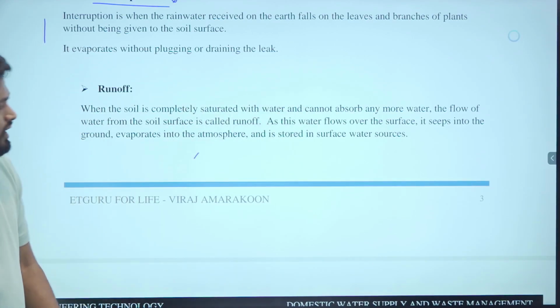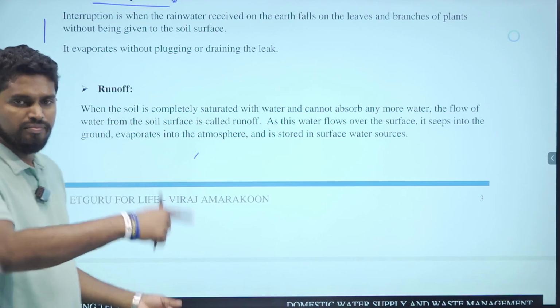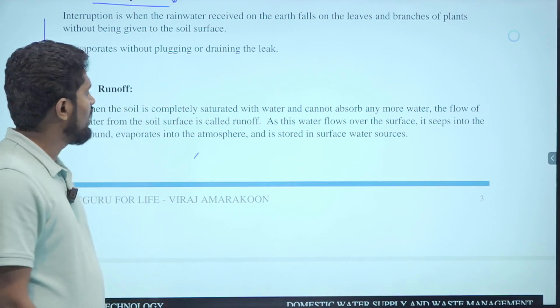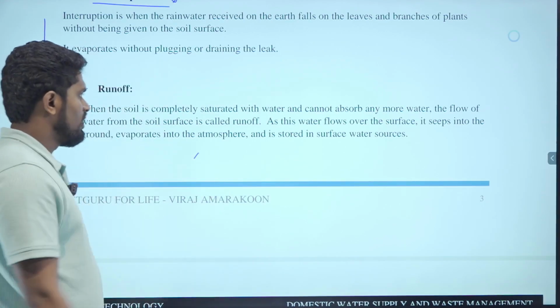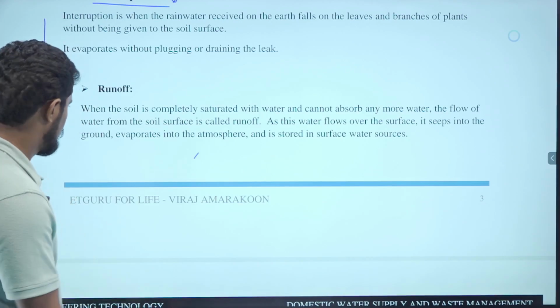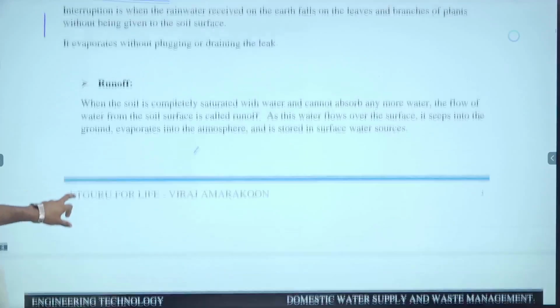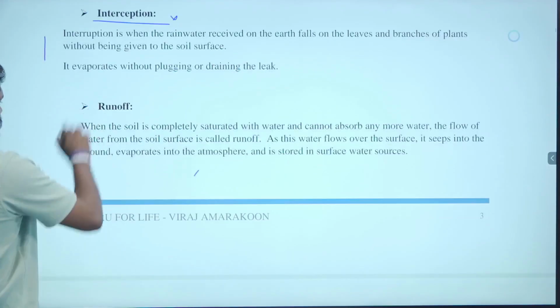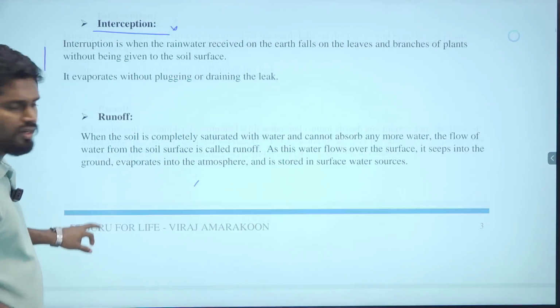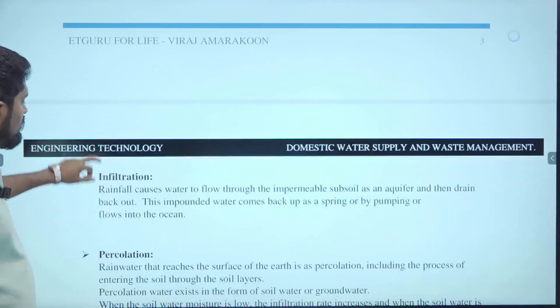The runoff water can evaporate, and it can be stored in surface water resources. It can also be absorbed into the ground as groundwater. Yes, runoff is okay. Then another process.